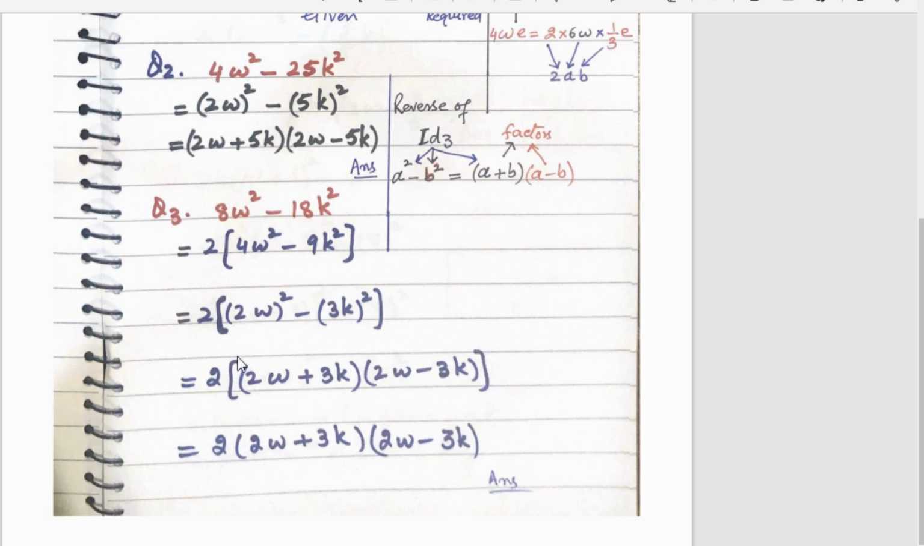Now we will omit this big bracket at the end because the question is completely factorized inside the big bracket. When the expression inside the big bracket is completely factorized, then we will remove this big bracket only, not the small brackets. And here we have used ID 3 again. 2 will come as it is and these factors will come as they are. These are 3 factors of the given term 8w square minus 18k square. This is the solution of question number 3.